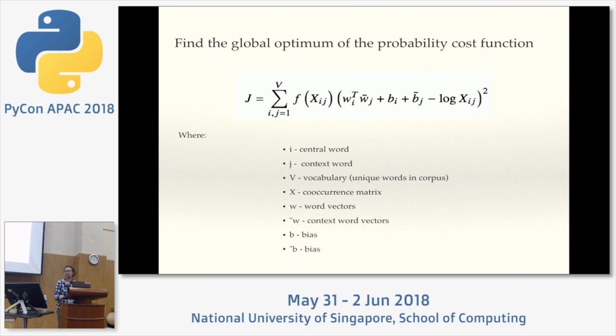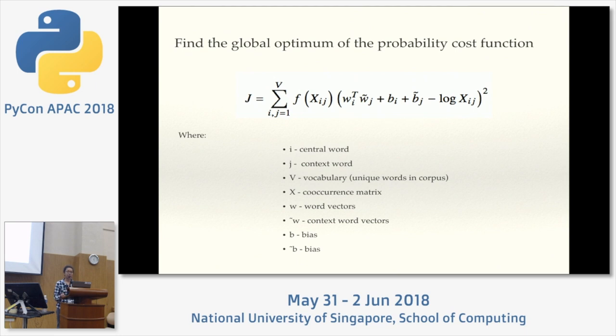This is the cost function that we're trying to minimize in this problem. GloVe is, and then you can see there, for the terms, i is the central word, and j is the context word. So for all words in the vocabulary, we take the sum of the weighted function f of x sub ij times the square of the product of the central and the context word vectors plus the biases, minus the log of x sub ij.